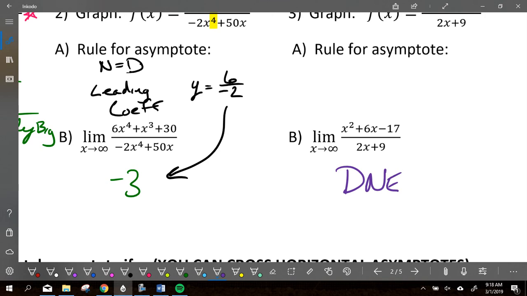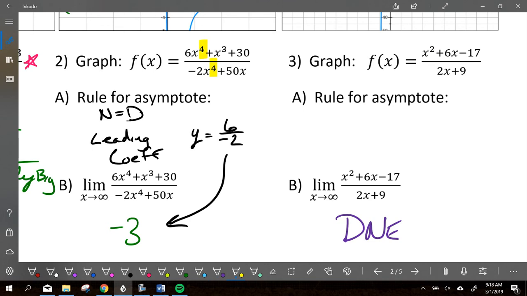The rule for the asymptote here, we're looking at degrees. I got 2 on top. I got 1 on bottom. If your numerator is greater than your denominator, then there is no horizontal asymptote. Therefore, the limit does not exist. That's it. That's our lesson for the day. We're going to expand on that, but that's the basics of it. Questions so far?